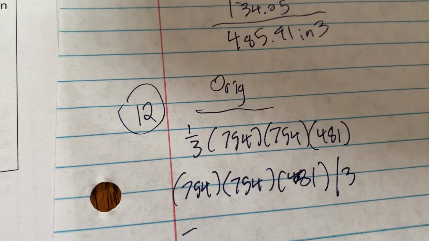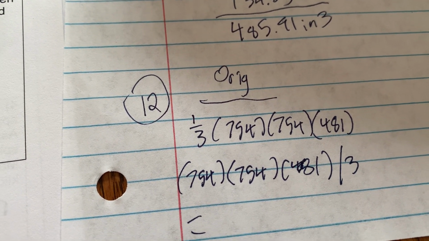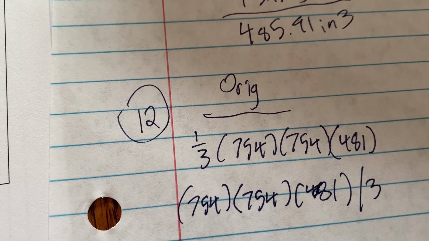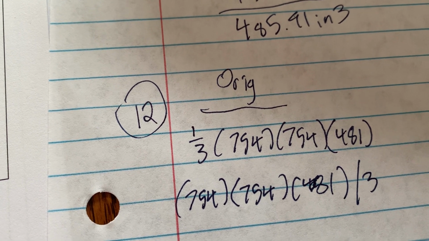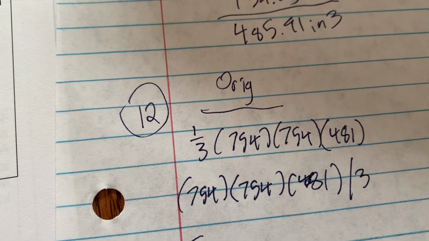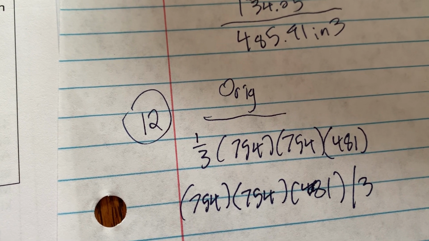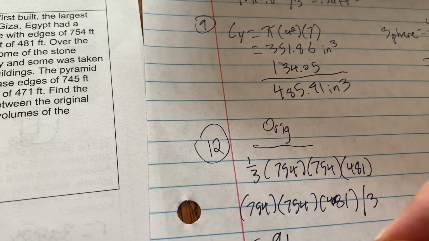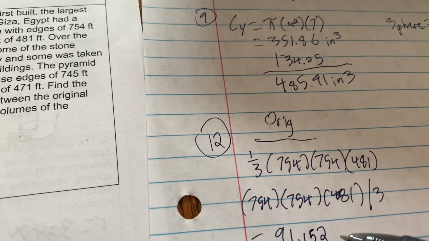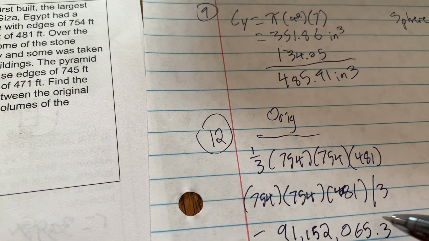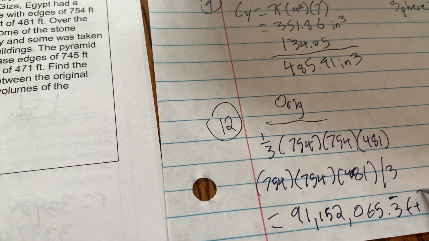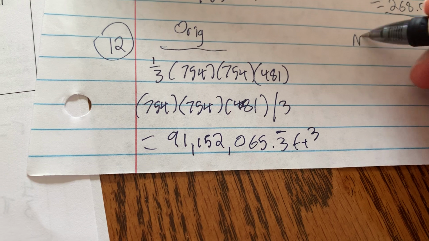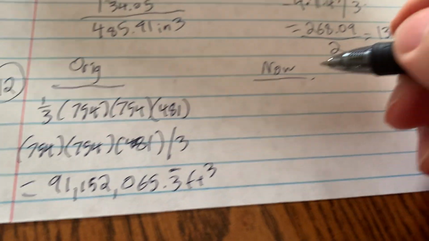So let's see here, it's going to be a big number. 754 times 754 times 481. That number on its own is 273,456,196. Divided by 3 gives me, trying to count it out, 91,152,065 and 1/3 cubic feet. Okay, and so we'll do what it is now.